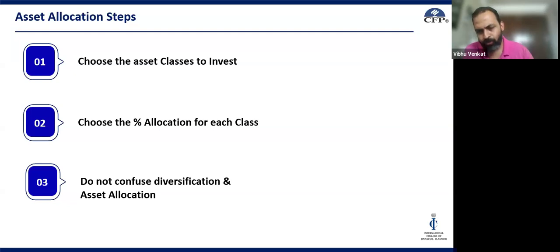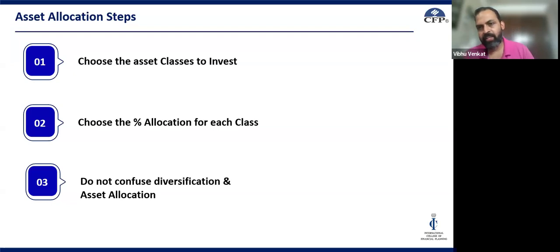Now, it can be true for your own self, or it can be true if you're doing this as a profession, advising clients. All right. And do not confuse diversification and asset allocation. You know what the problem is? Let's say 50% is being chosen for equities as an asset class. Now, the person wants to invest in mutual funds. Equity based mutual funds.